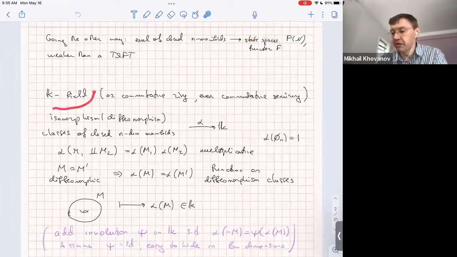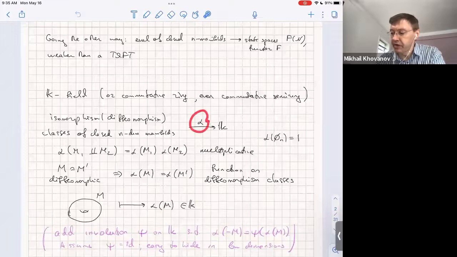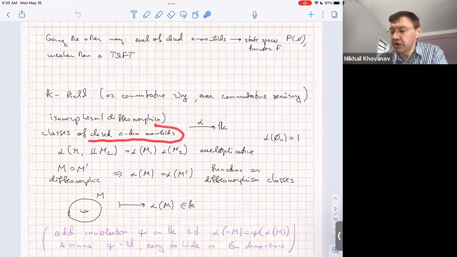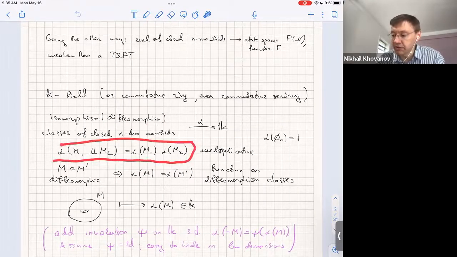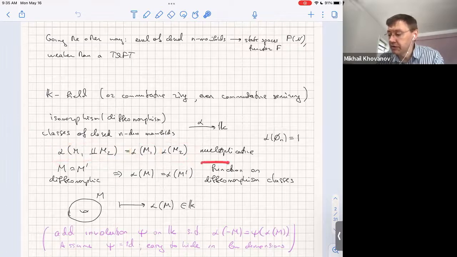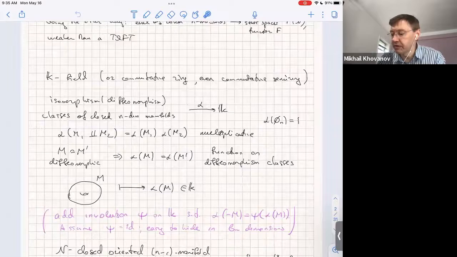So let us start with the ground field. It could also be a commutative ring, and later we'll see that it can be a semi-ring. And we have an evaluation map alpha from isomorphism, so diffeomorphism or homeomorphism, classes of closed n-dimensional manifolds. It could also be n-dimensional manifolds with decorations, subject to the multiplicativity condition, so that alpha of the disjoint union is the product of alphas of the two manifolds. This almost implies the condition that we still impose for non-degeneracy, that alpha of the empty n-manifold is 1. Diffeomorphic manifolds must give equal evaluations, and that's all we require.